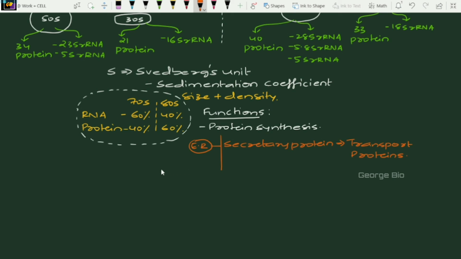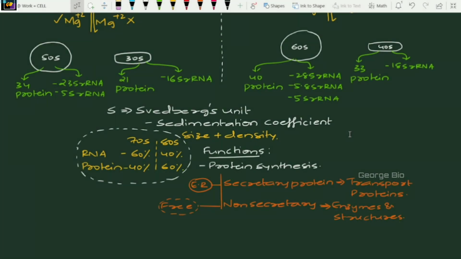Number 2, the free ribosomes which are present in the cytoplasm help in formation of non-secretory proteins. And these non-secretory proteins help in formation of enzymes and different structures inside the cell. Now these are the functions of ribosomes.